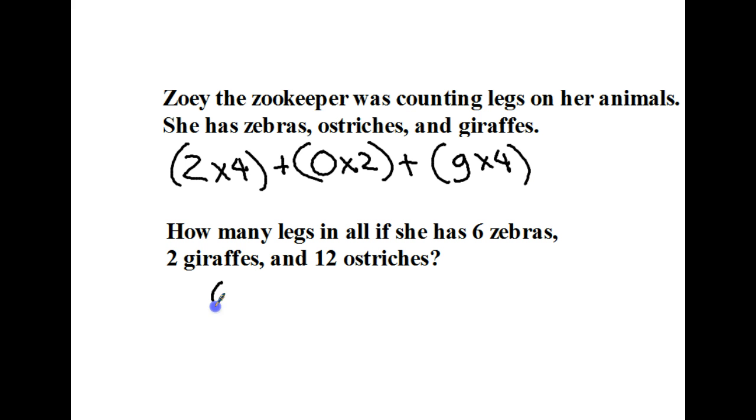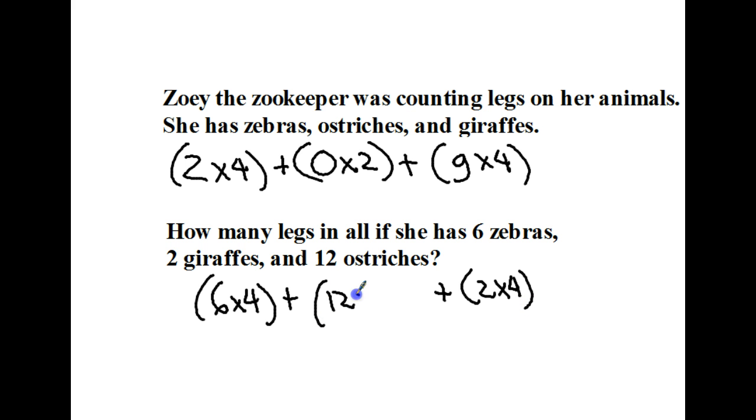So I'm just going to put my numbers in. 6 zebras would be 6 times 4. Plus 2 giraffes would be 2 times 4. And in the middle we got 12 ostriches, so that would be 12 times 2.